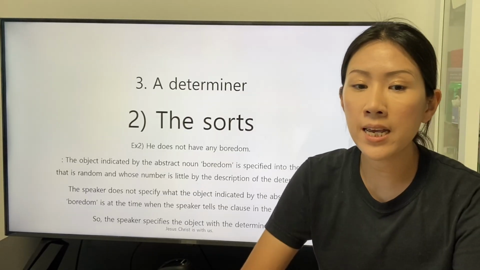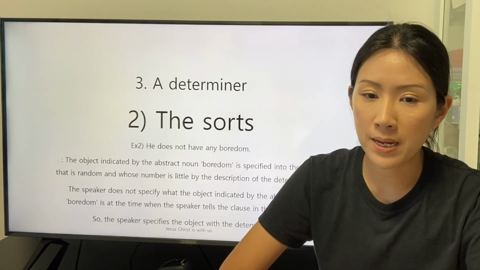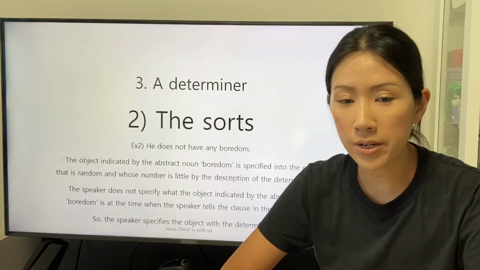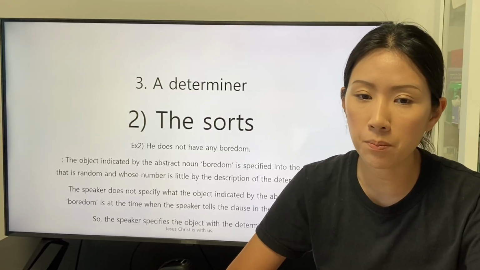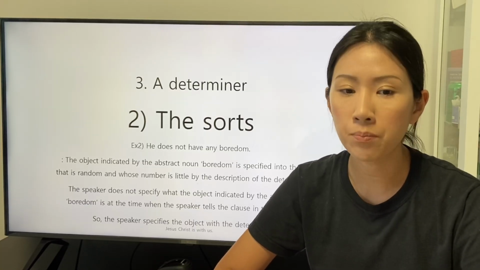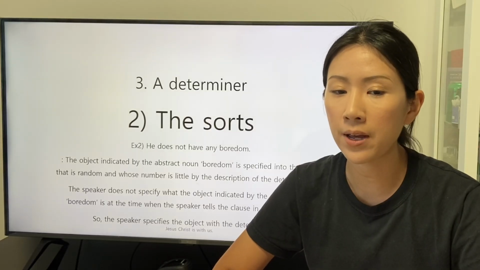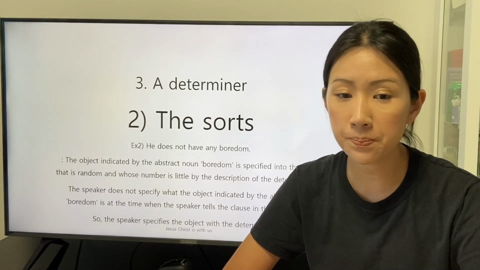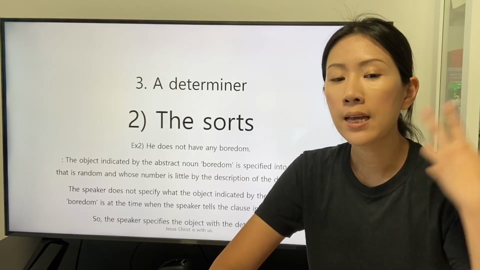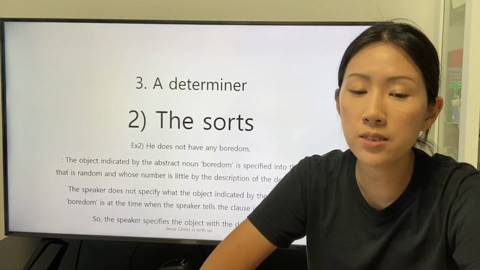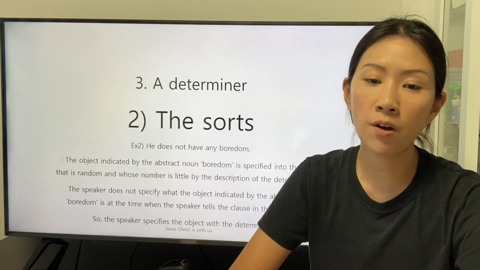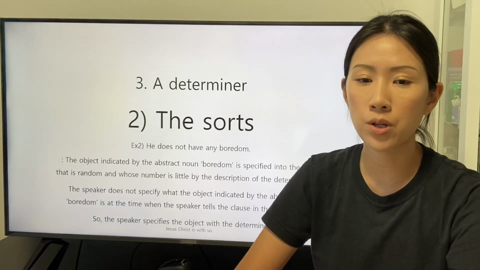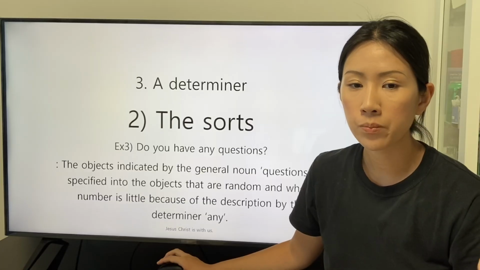The object indicated by the abstract noun burden is specified into the object that is random and whose number is little by the description of the determiner any. The speaker does not specify what the object indicated by the abstract noun burden is at the time when the speaker tells the clause in the conversation. So the speaker specifies the object with the determiner any.